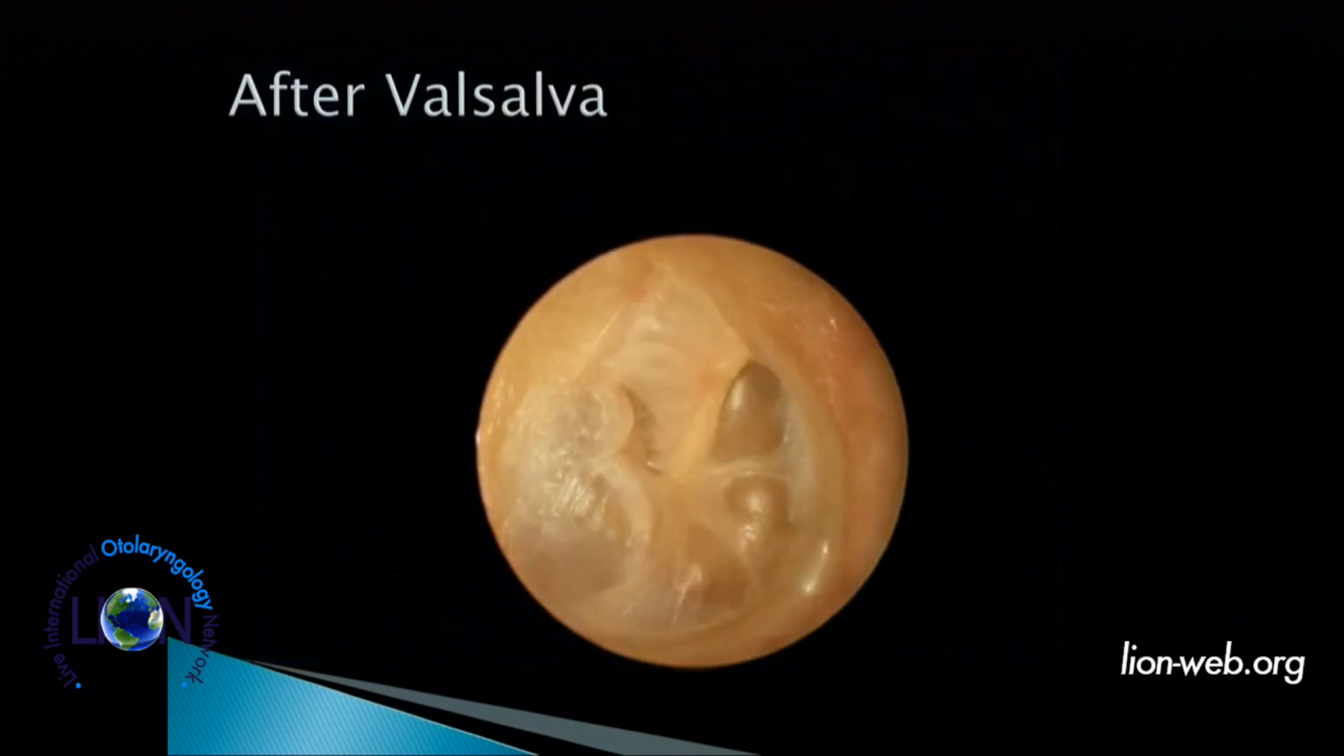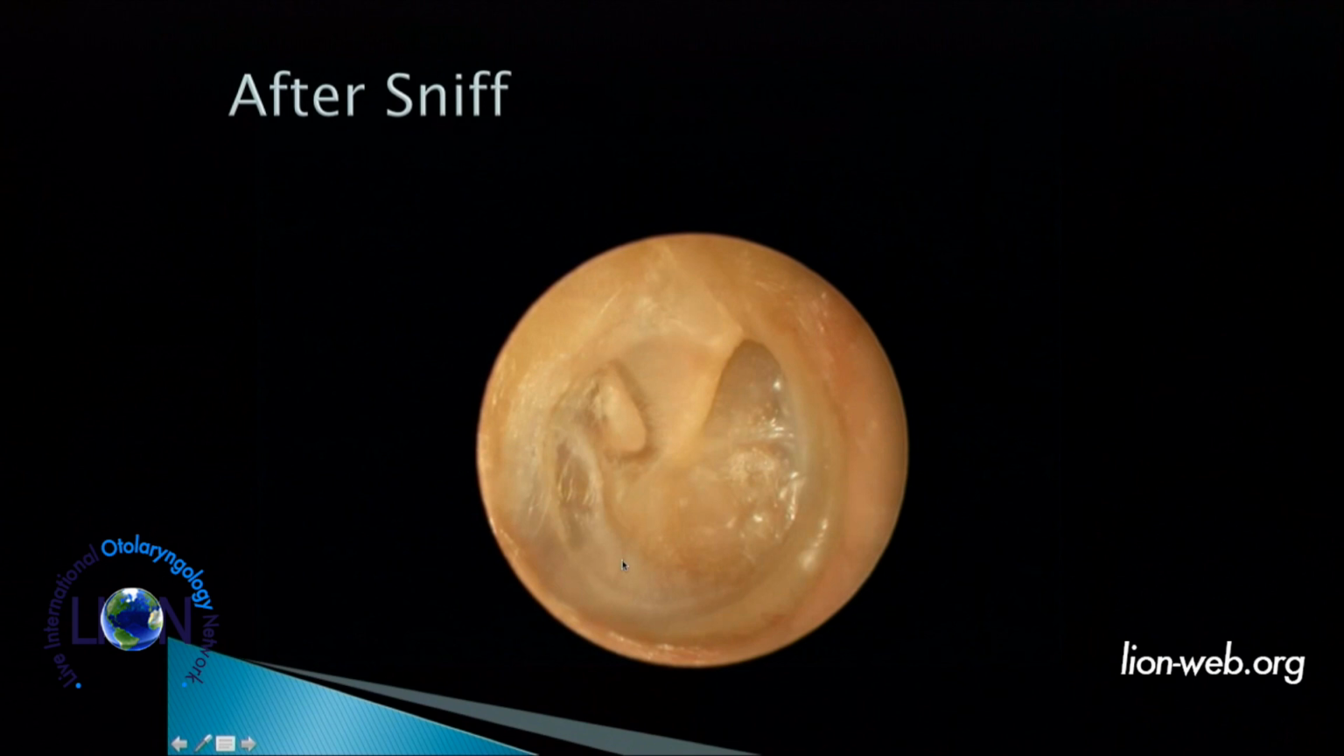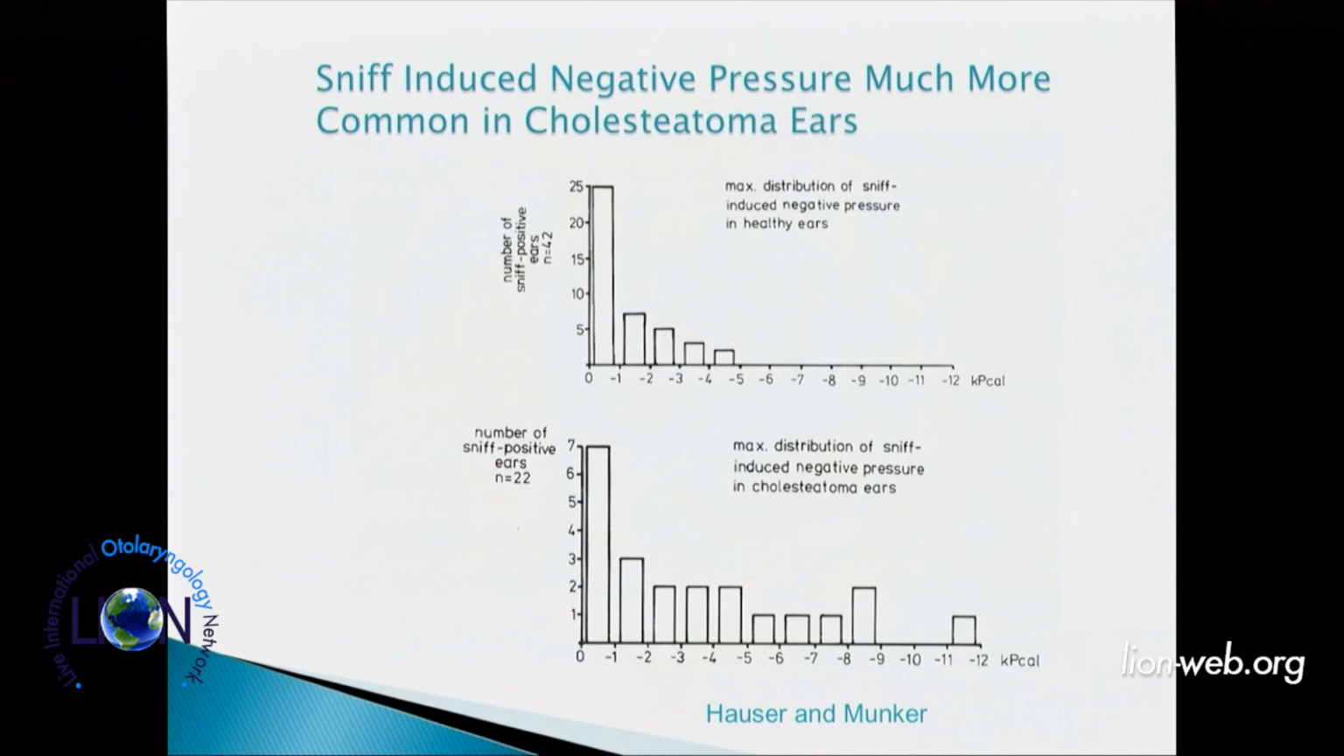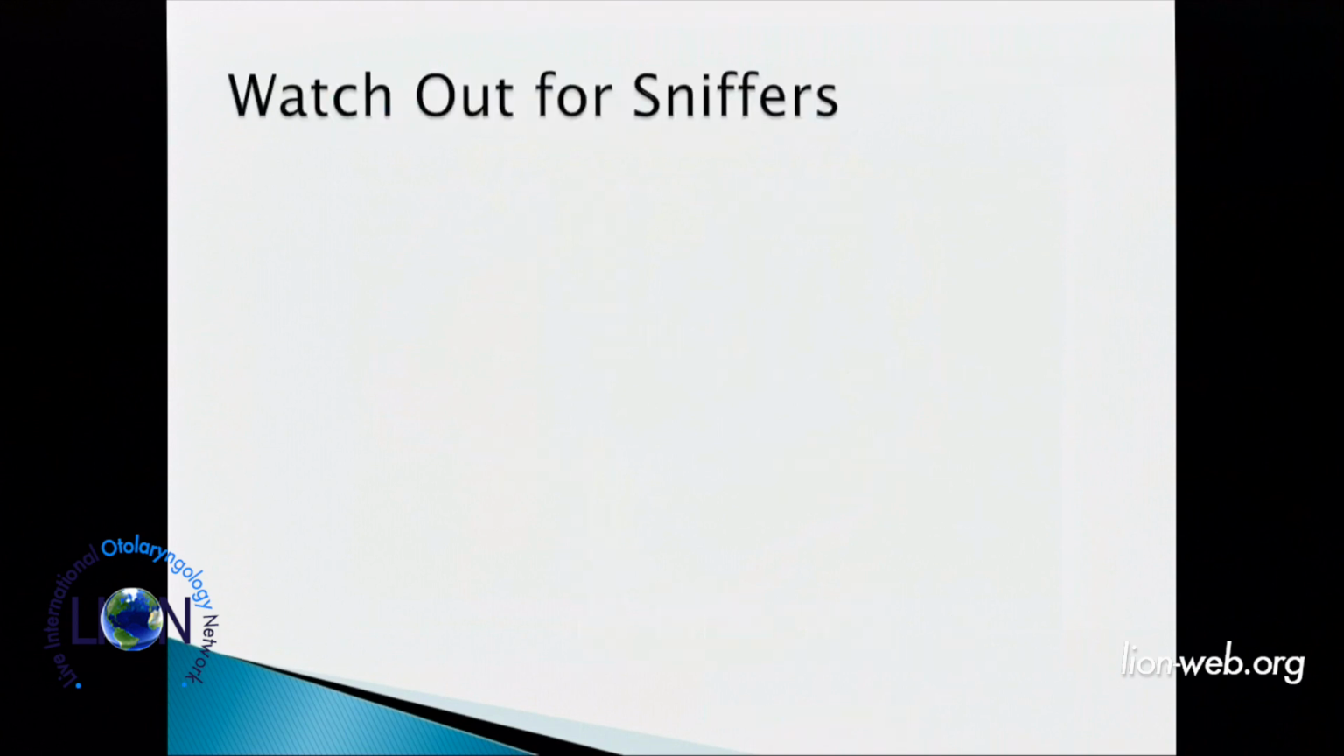So now this is a later patient. You can see the ballooning of Valsalva goes back in. And this is the other side of this patient. So they've actually broken down the eardrum. Sniffing is much more common in cholesteatoma ears and in chronic suppurative otitis media ears than in normal patients. We've done studies on this too. And so it may be a contributor to cholesteatoma. So watch out for sniffers.